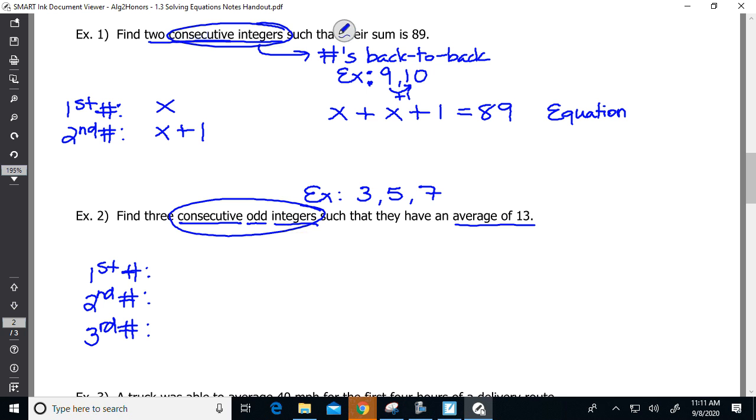So to go from 3 to 5, what do I have to do? I want to go from 3 to 5. Add 2. If I want to go from 5 to 7, what do I have to do? Add 2. So the first number is x. If I want to get to the second number, I have to add 2. Why am I adding 2? Because I want it to be an odd integer. If I add 1, the next number after an odd number is an even number. I don't want an even number. I want odd. So I've got to add 2.